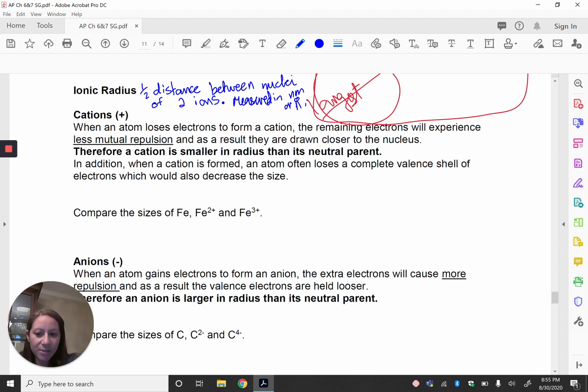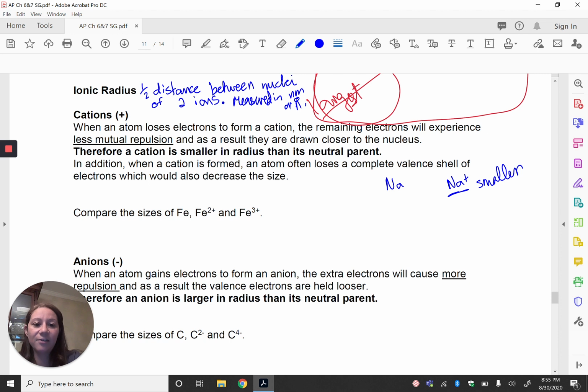Now, in addition, sometimes this applies, not all the time, but sometimes if you form a cation, you lose a complete valence shell of electrons, and that also decreases the size. For example, if I have sodium versus sodium ion, this one is smaller. If you were asked why, you can explain it this way. You can say, well, this one has the same number of protons, but yet it has less electrons, and so there's less repulsion, so the net attraction is stronger, and so it's a smaller radius.